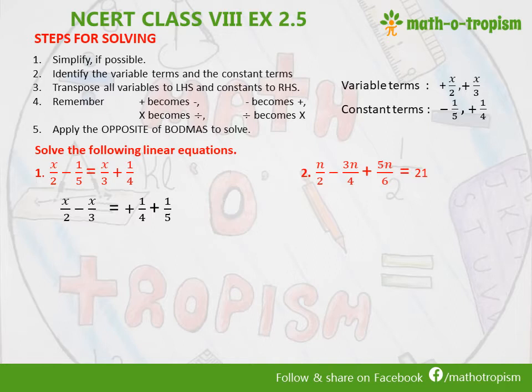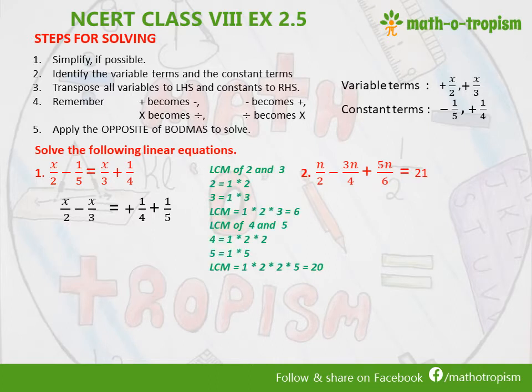Now when we see this equation, we have x terms on one side and the constant terms on the other side, but we can see that the denominators are not the same. That means we need to find the LCM. So first we will find the LCM for the left hand side. You have the LCM of 2 and 3. First we will split each number into its factors. So 2 becomes 1 into 2, 3 is 1 into 3.